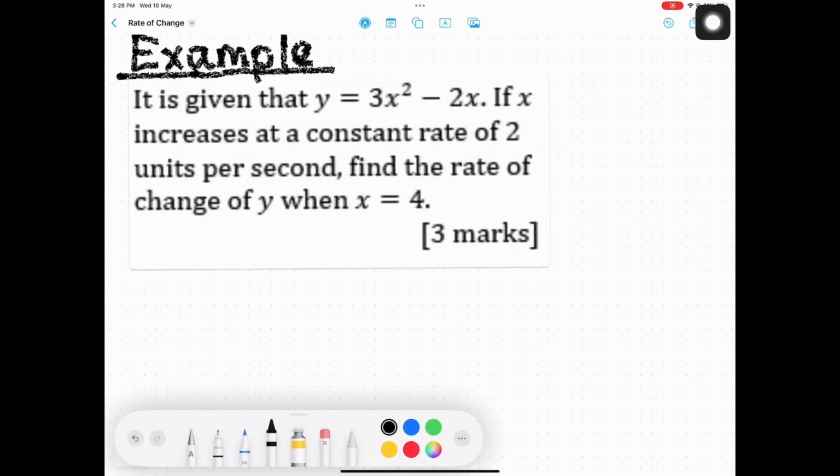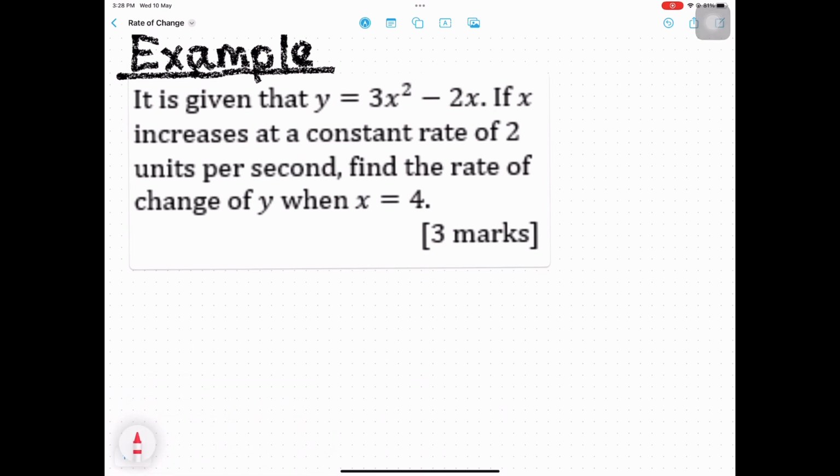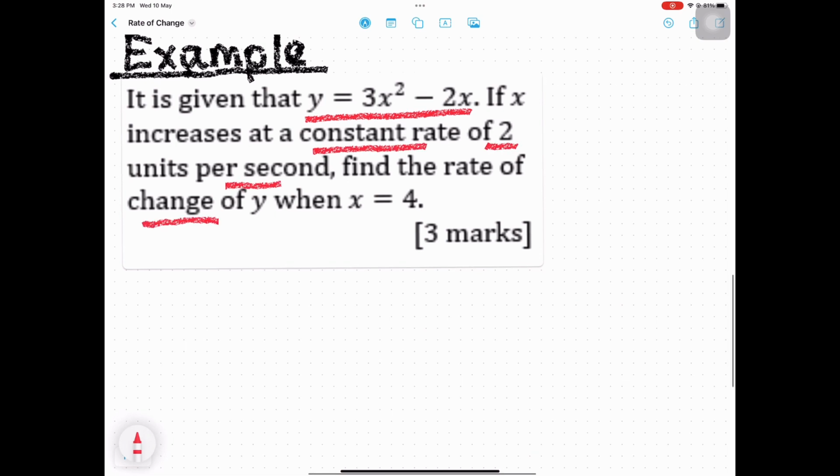If you look at the first example, they will give you an equation. So it is given that y equals 3x squared minus 2x. They also give you that x increases at a constant rate of 2 units per second. So that will be the rate, which is dx over dt. So remember, rate is going to be over time, so dx over dt.